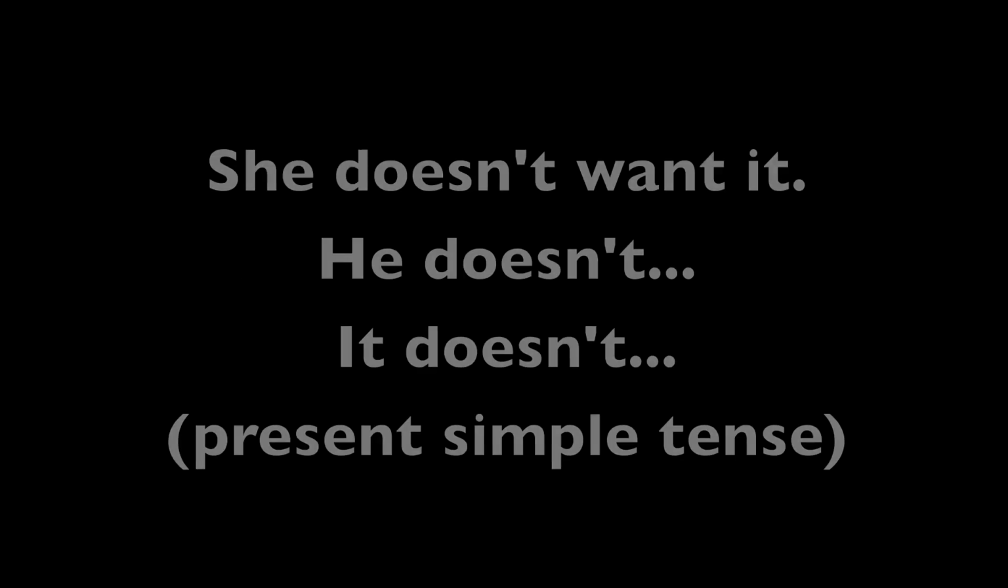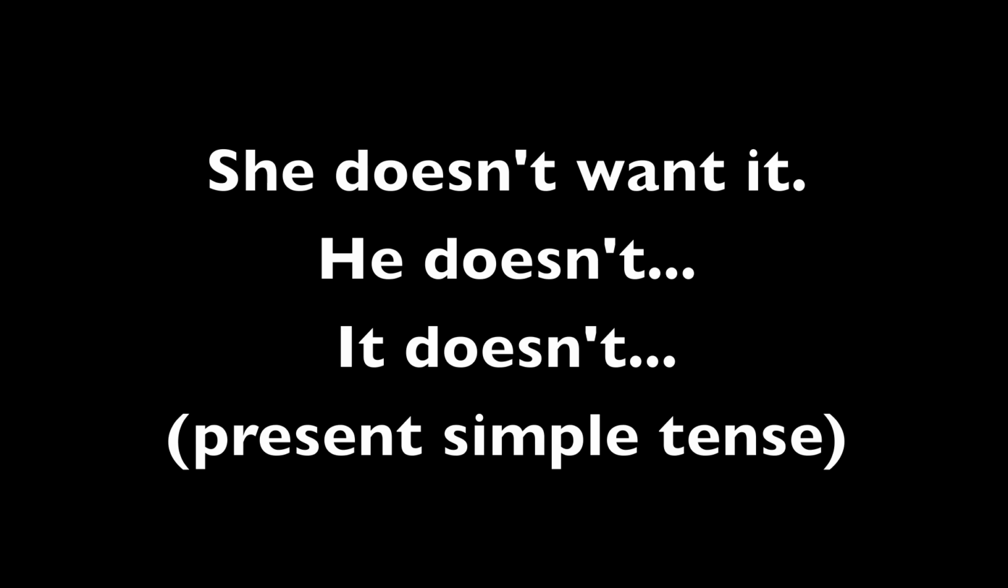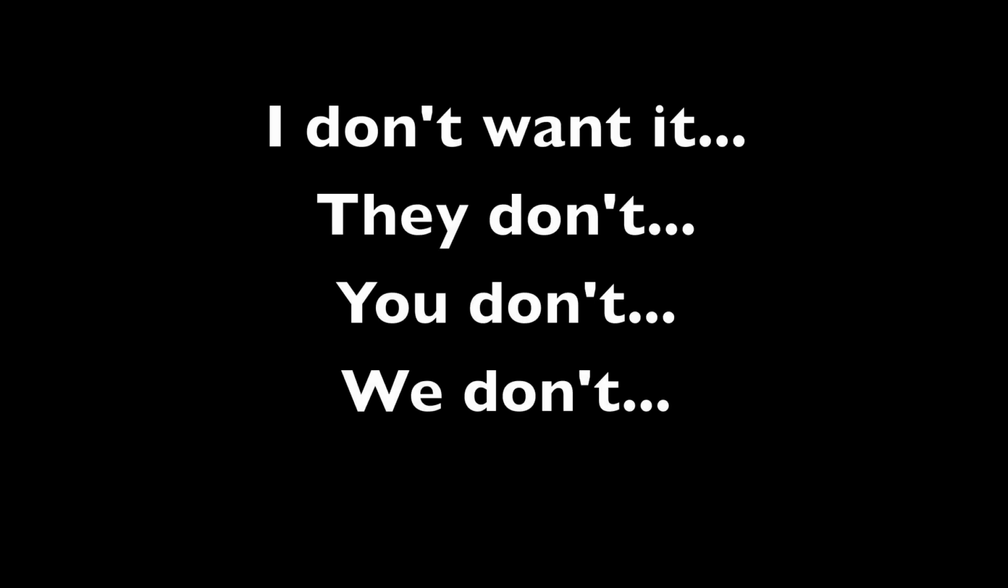Let's look at she don't want it. She don't want it. He don't want it. It should be she doesn't want it. He doesn't. She doesn't. It doesn't. Present simple tense. But I don't want it. They don't want it.